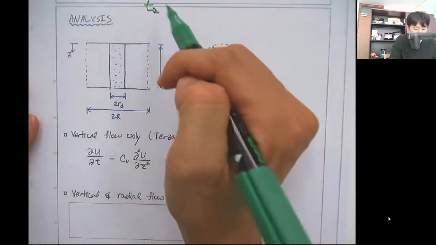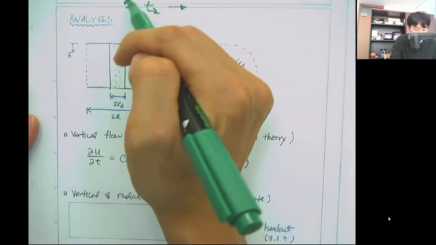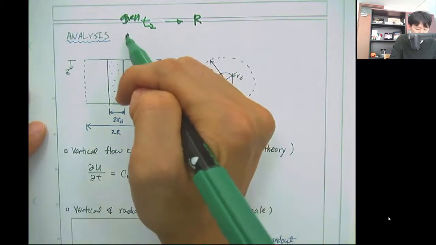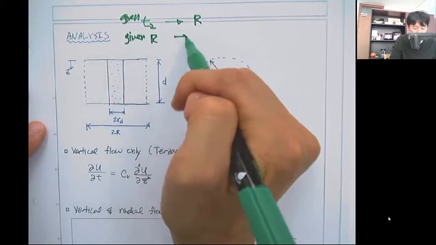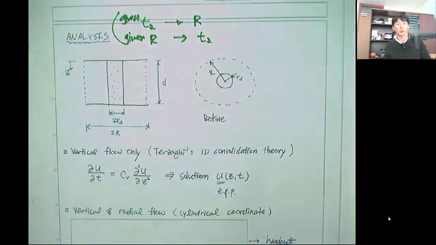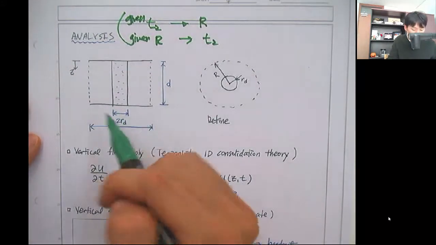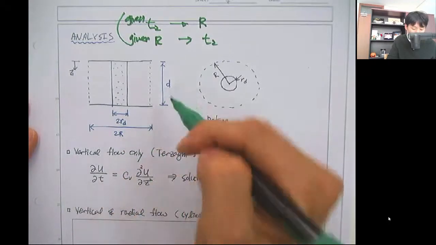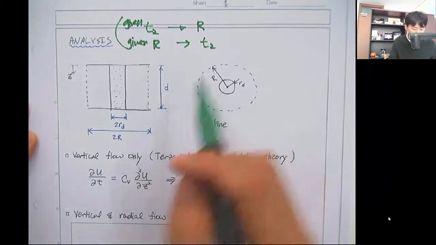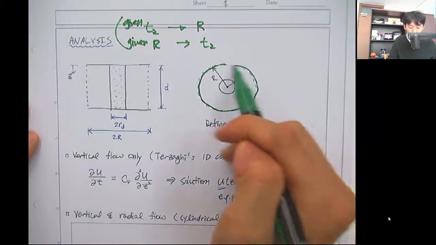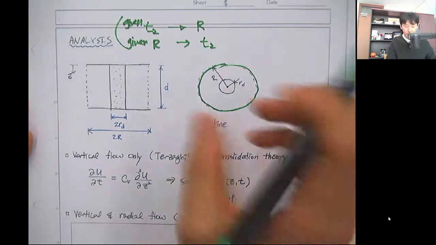So for a given t, you can design the R, or if the R is given, then you can predict the t2 where the surcharge settlement is completed. So let's assume that r_d is the radius of the sand drain, so the diameter will be 2 times r_d, D is the clay layer thickness, and 2R is the diameter of the influence range between the drains.